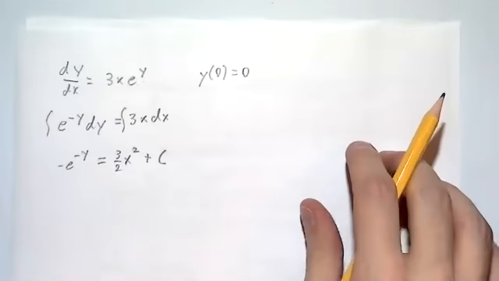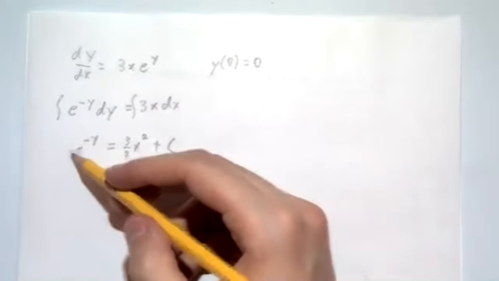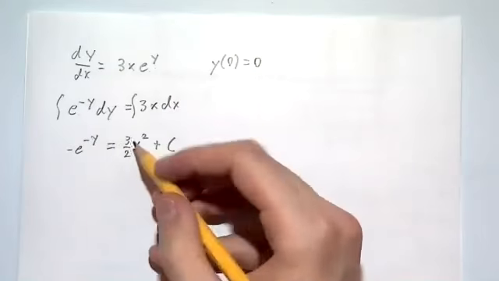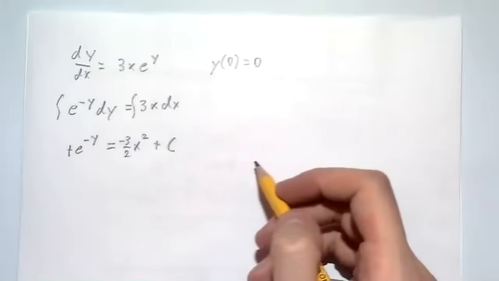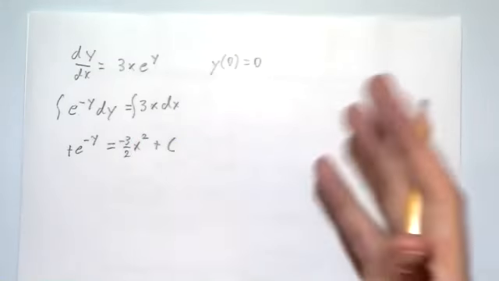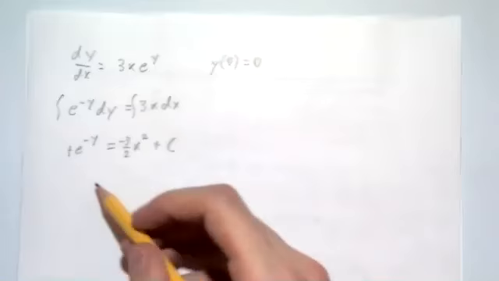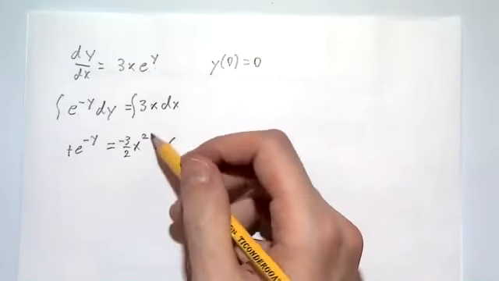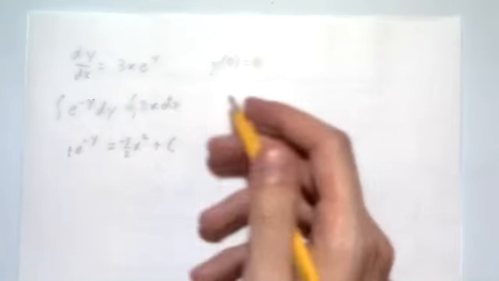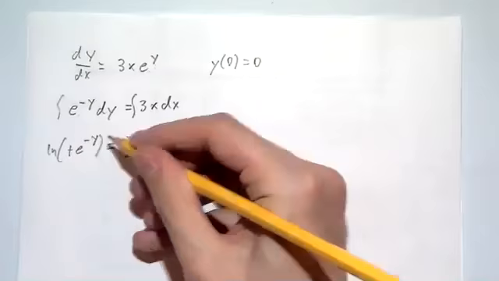Now comes the hard part. So we have a negative here, so we want to immediately resolve that because we can't take the natural log. So when we do that, we multiply both sides by -1. This is a plus c, so it doesn't really matter. It's not really affected because c can be any constant. So now we have e to the negative y is equal to -3/2 x squared plus c. And now we take the natural log of both sides.